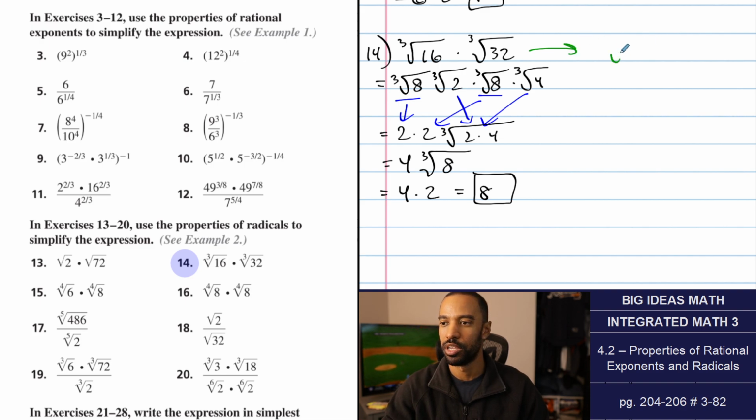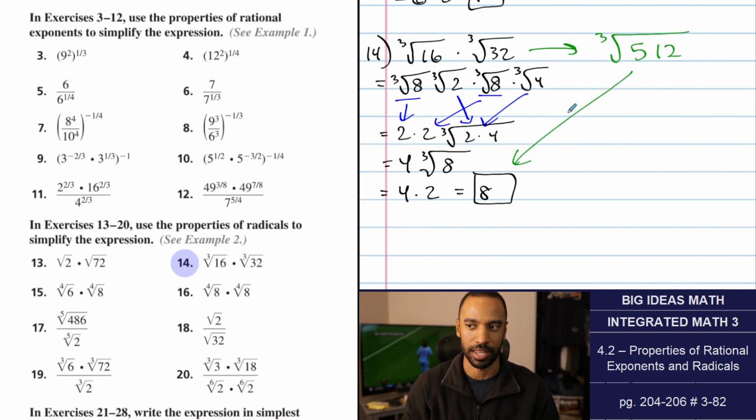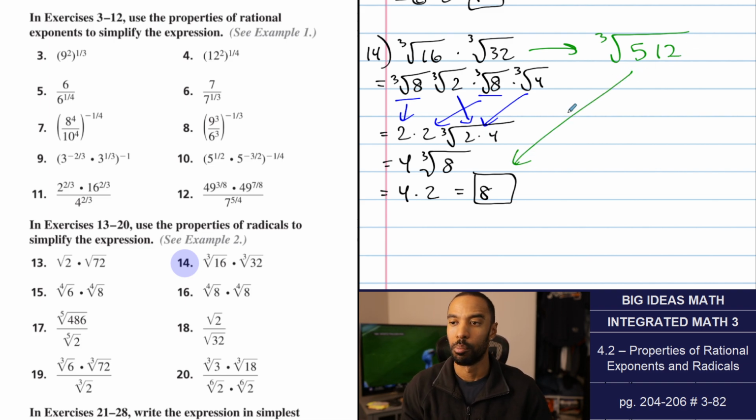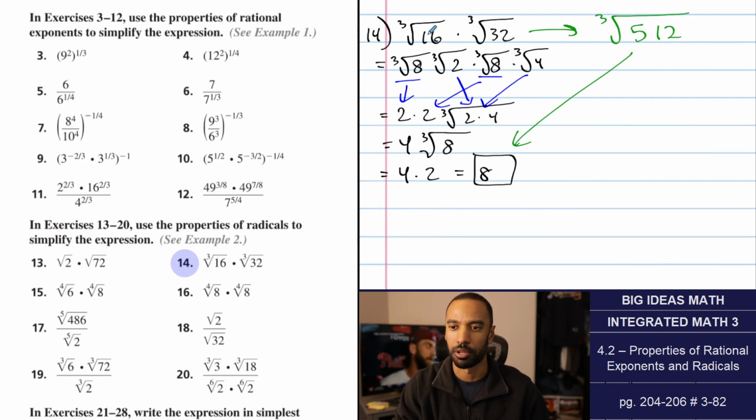Alternatively, what did I state? You could also do cube root of 16 times cube root of 32, which is cube root of 512. Cube root of 512 is no doubt 8. Was that faster? Sure. But was it also a perfect cube? Yes. Did you know that it was? Not necessarily. You still have to also multiply that to get there. So that would take a while, all depending, and it's good to practice these when you have to do it.